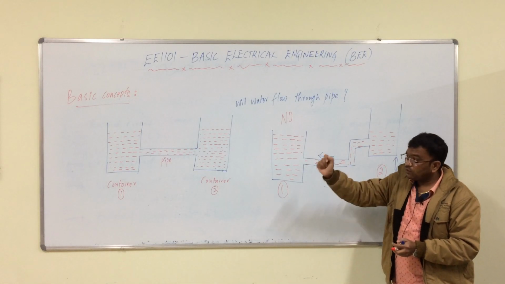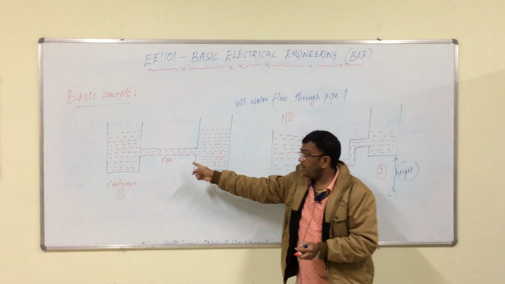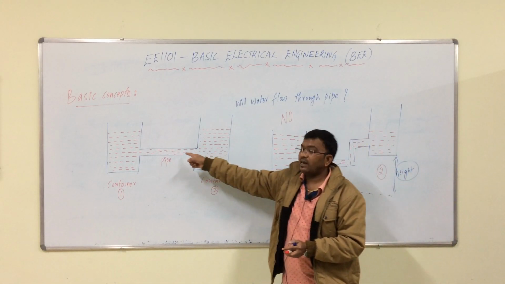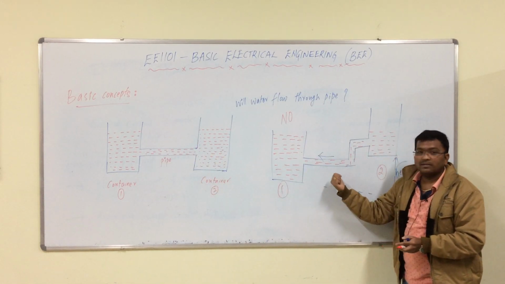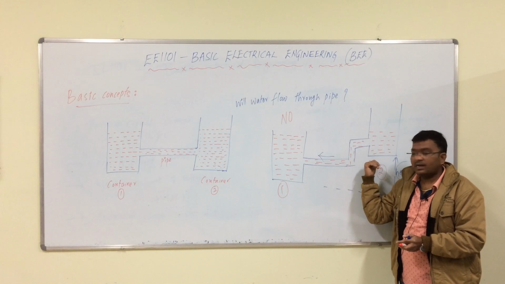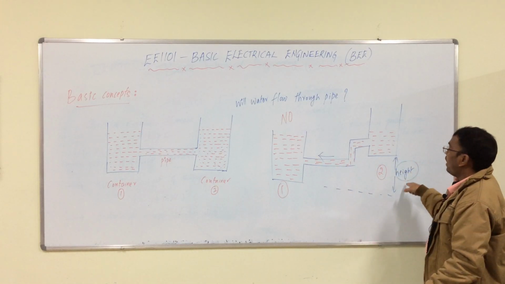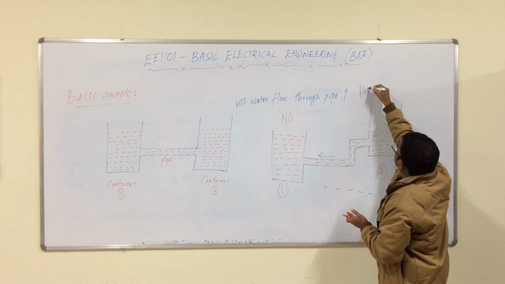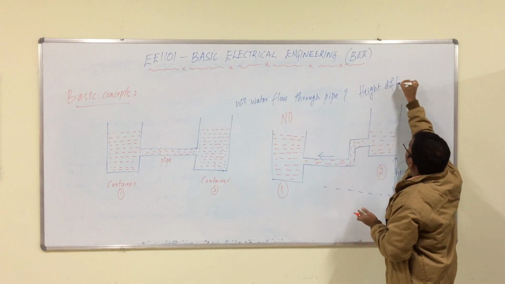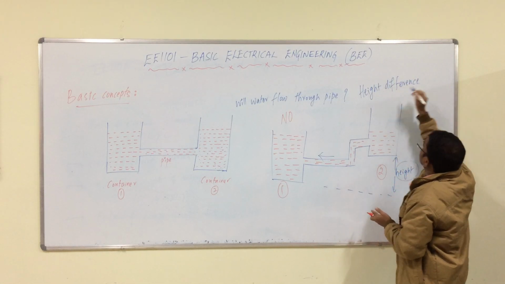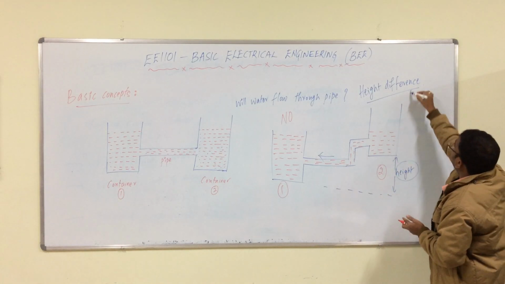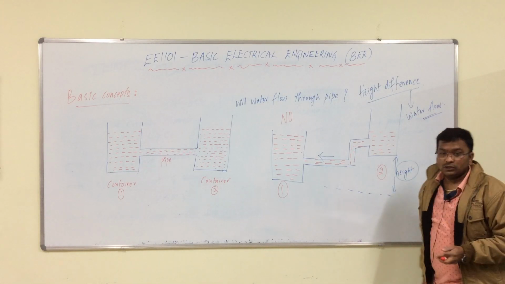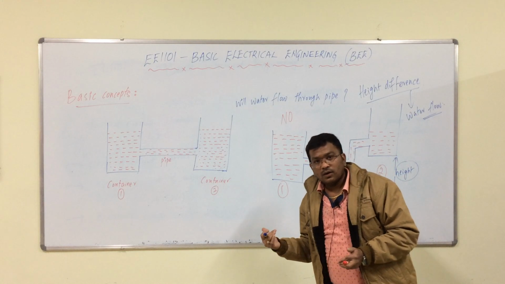In case 1, we have water in that pipe, but there is no movement of water through this pipe. The water is at steady state condition, but in this case there is a movement of water from this container to this container due to what? Height difference. Due to this height difference, there is a water flow.